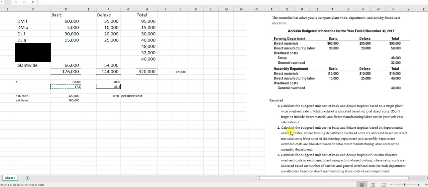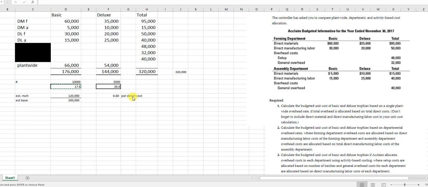Okay. So in this one, now we're going to calculate the budgeted unit costs of basic and deluxe trophies based on departmental overhead rates, where the forming department overhead costs are allocated based on direct manufacturing labor costs of the forming department, and the assembly department overhead costs are allocated based on total direct manufacturing labor costs of the assembly department. So again, sometimes these things are just reading it carefully to figure out what the allocation is.